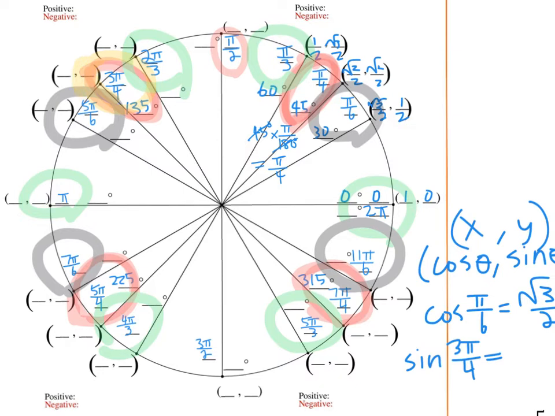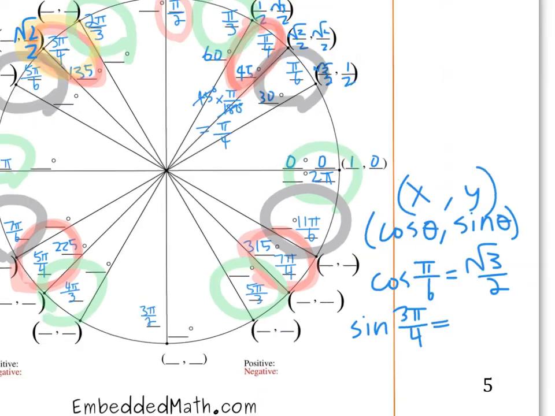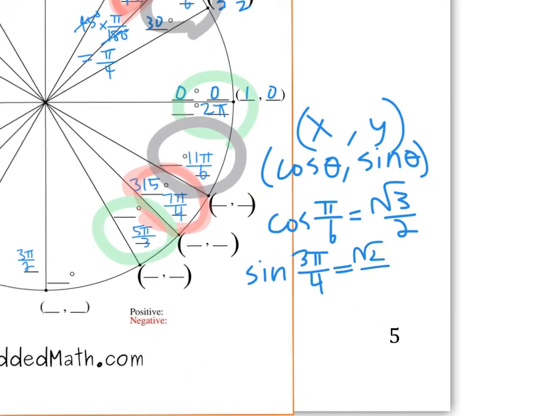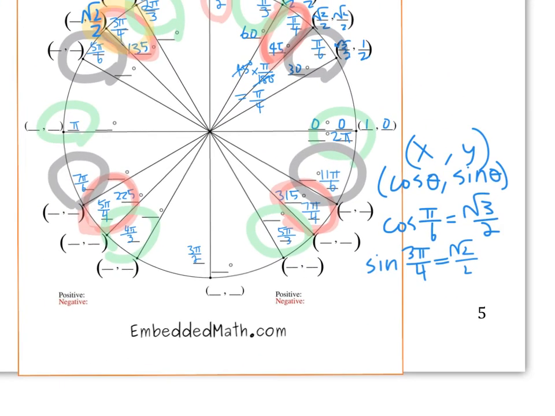It's not written here, but in your unit circle, it should say 1/2. So sine of 3 pi over 4 is, it's not 1/2, it should be square root 2 over 2. Okay, so sine of 3 pi over 4 is square root 2 over 2.